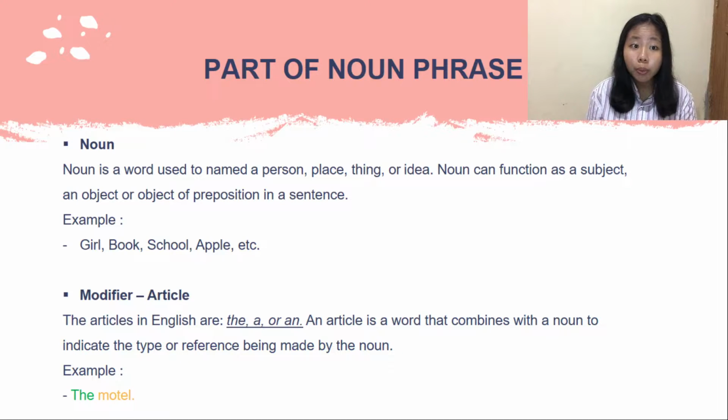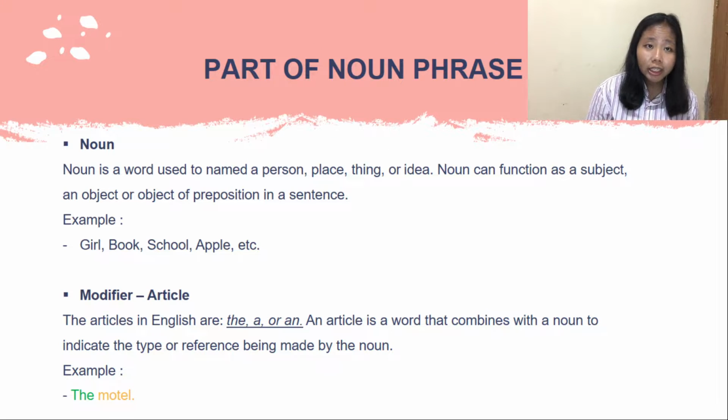Okay, now we move to the parts of noun phrase. There are 5 parts or components that support a noun phrase. The first one is a noun. Noun is the word used to name a person, place, thing, or an idea. A noun can function as a subject, an object, or object of preposition in a sentence. Examples of noun are girl, book, student, school, pen, etc.